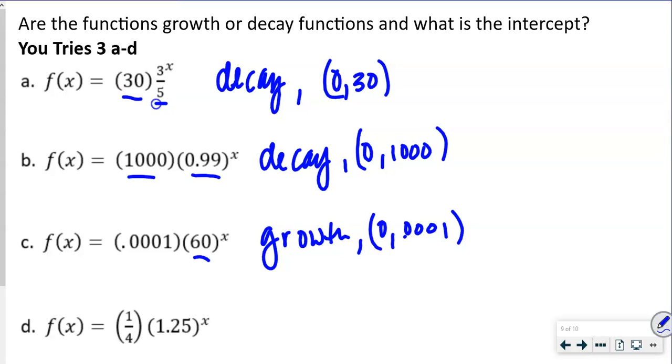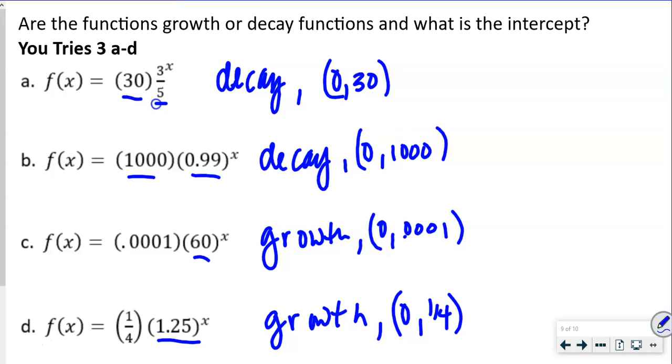All right, so our next one, this one could trip some people up, but it's 1.25, so it's still greater than 1, guys. So this is still growth, okay? And where does it intercept the y-axis? At 0, 1/4, okay? So hopefully that gave you enough practice to kind of get that down.